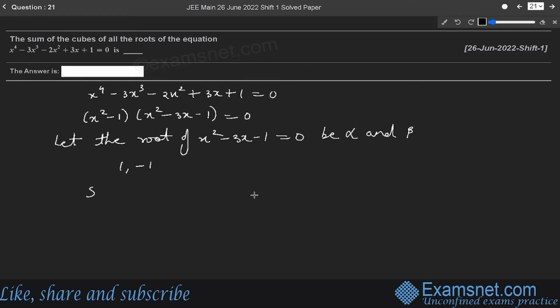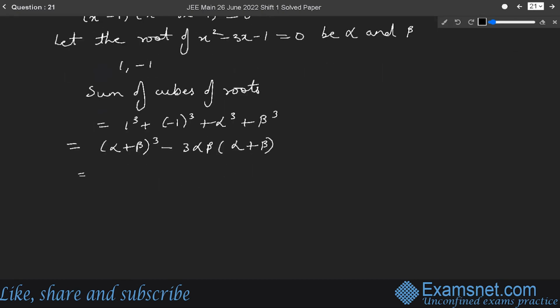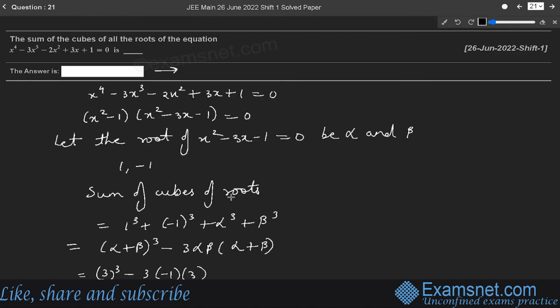So we can say that the sum of the cubes of roots will be equal to 1 cube plus minus 1 cube plus alpha cube plus beta cube. So this will be equal to alpha plus beta whole cube minus 3 alpha beta into alpha plus beta. So again, this will be equal to 3 cube minus 3 into minus 1 into 3, which will be equal to 36. Hence, we can say that the correct answer for this question is 36. It was a very, very basic question.